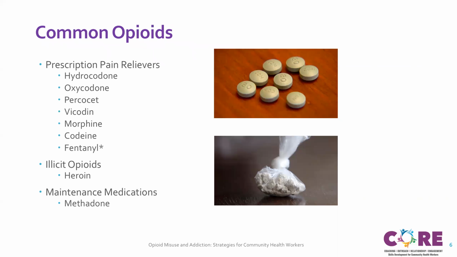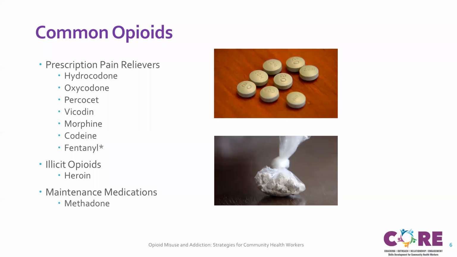Additionally, we have codeine, which worldwide is one of the most commonly used opioids because it's in cough medicines still. It's only about 1/10 of the strength of morphine, so it's a little bit less potent than some of these other opioids on here. And we have fentanyl, which I have a little star next to because while it is a prescription pain reliever, commonly prescribed in the form of a patch or a spray, it's also produced illegally pretty frequently and mixed in with heroin. You've probably heard in the news about fentanyl being a huge factor in a number of overdoses. And under illicit opioids, the main one that we talk about is heroin.